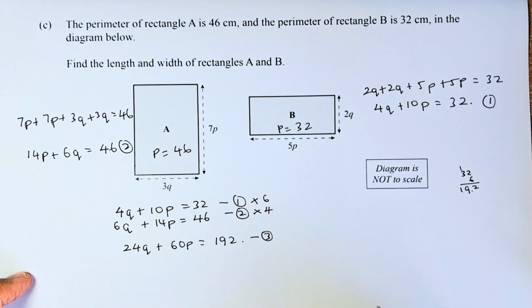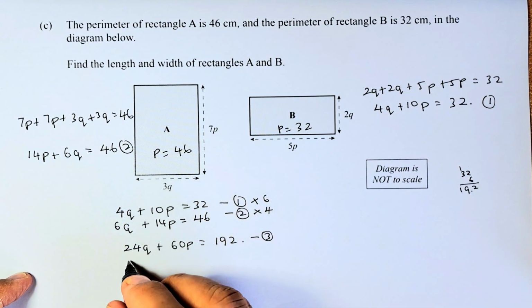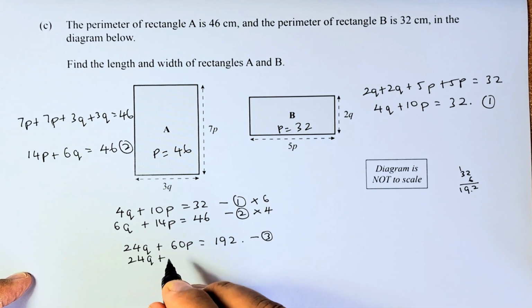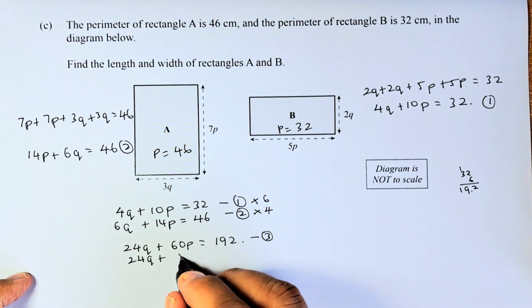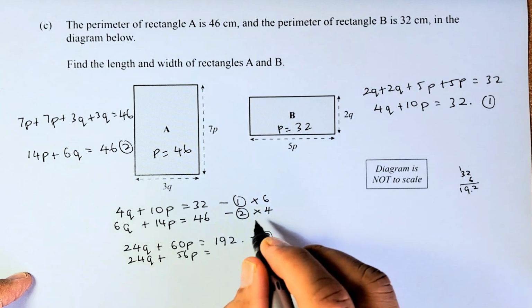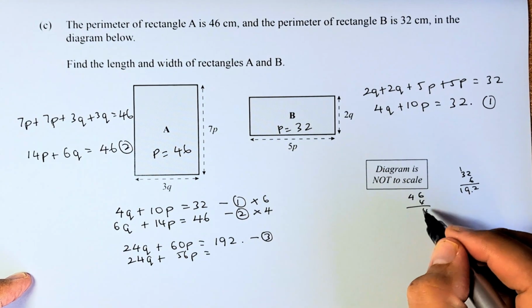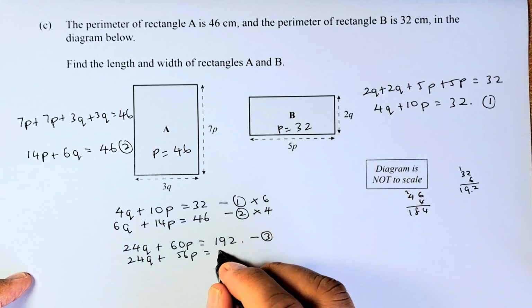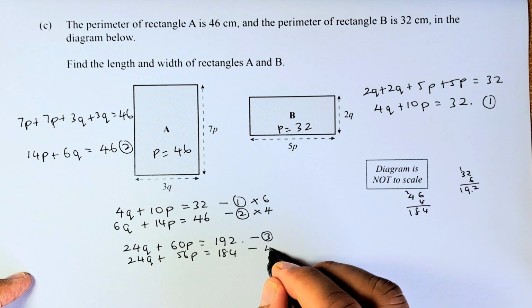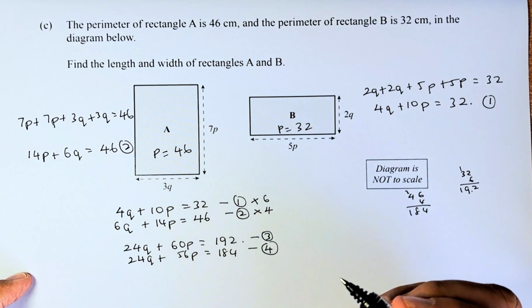Okay, and then the bottom equation 2 we're going to multiply by 4. So we get 24Q, plus 14 times 4 is going to be 56P, and that's equal to 46 multiplied by 4, which is 184. Equal to 184, and we name it as equation 4. These two equations have now been transformed into equation 3 and 4.